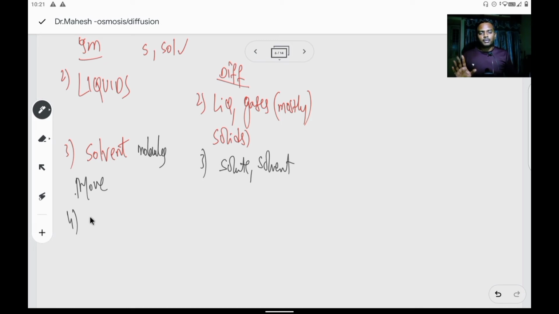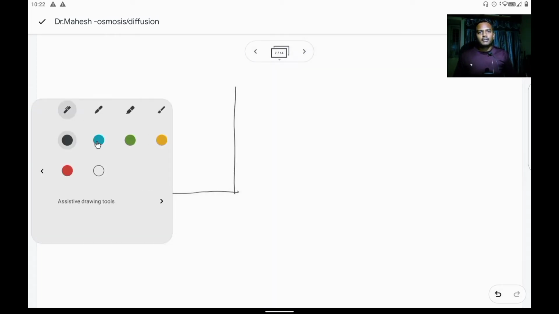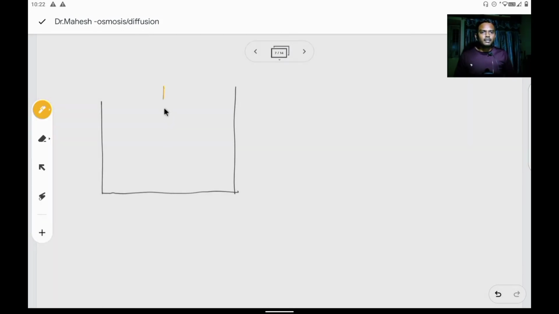And coming to the fourth point here, it is only one directional move. I will explain in the meanwhile. Only one directional move, and here it is multi-directional. I will explain these points. See, take this. This is a container. This is a semi-permeable membrane. Okay.